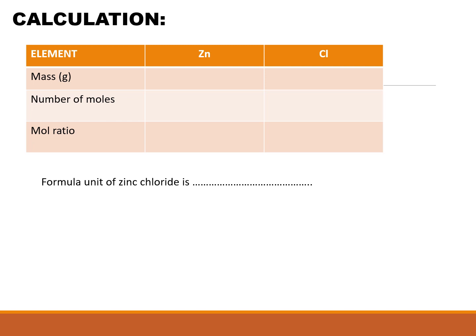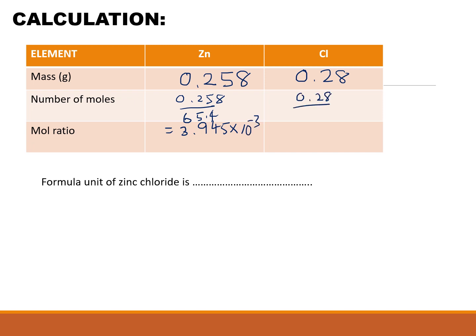For the next calculation, the mass of zinc is 0.258 and the mass of chlorine is 0.28. So to get the number of moles, 0.258 divided by 65.4. So I will get the answer 3.945 times 10 minus 3. For the chlorine, 0.28 divided by molar mass 35.5. So I will get 7.887 times 10 minus 3.